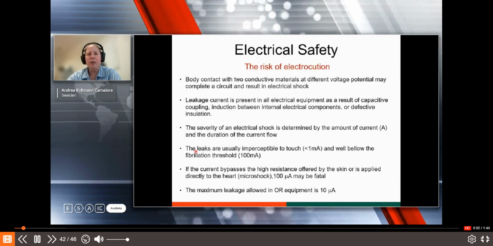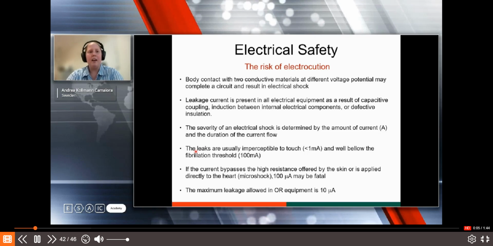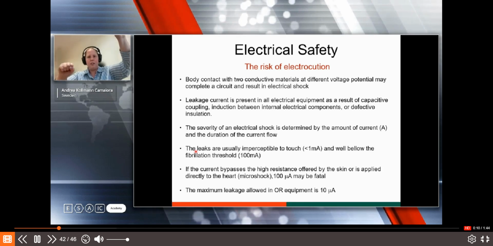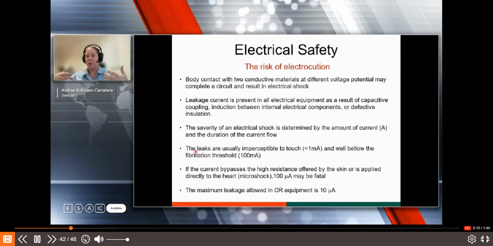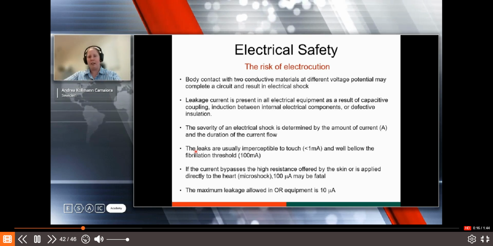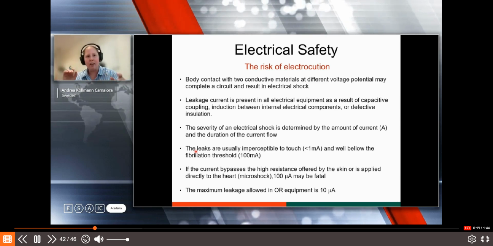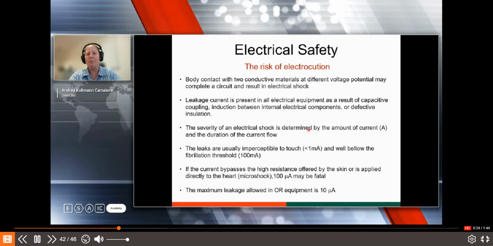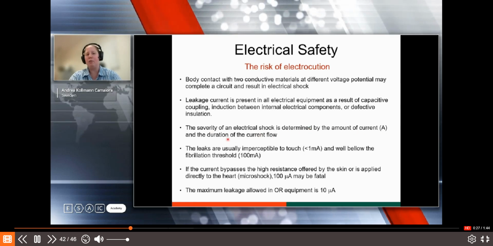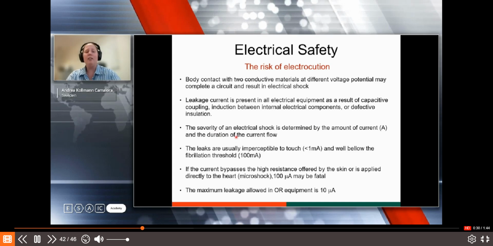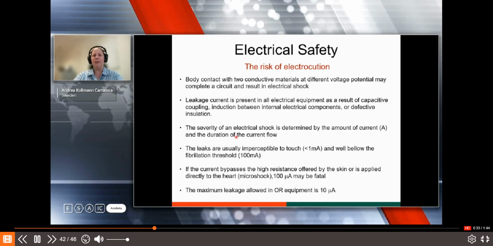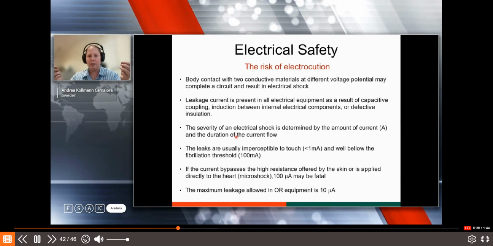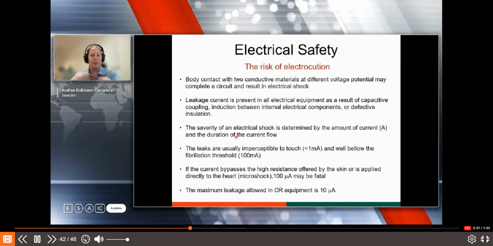And now, briefly, we're going to talk about electrical safety. Body contact with two conductive materials at different voltages may complete a circuit, and this results in electrical shock. Everything leaks, even your phone, an amount of current. The severity of the electrical shock is determined by that amount of current, and of course, the duration also. The leaks are usually imperceptible to touch because skin has a very high resistance, so it doesn't affect the heart.